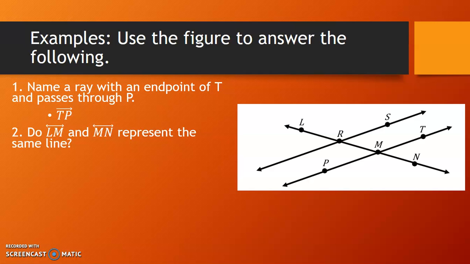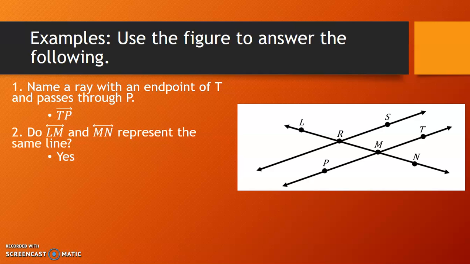Now, do the lines LM and MN represent the same line? If you look at those points, they're all on that same line that's crossing through the other 2. Because all of those points, the L, the R, the M, and the N, are all on the same line, the LM and MN do represent the same line because they're all contained on that one specific line there.